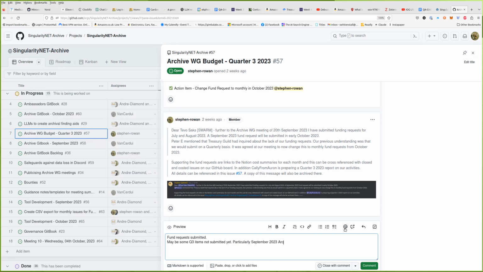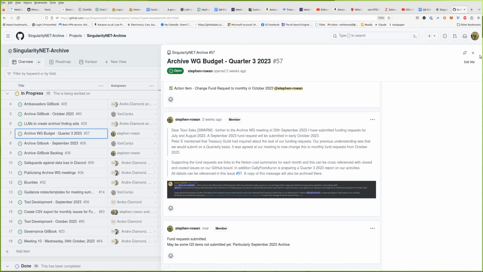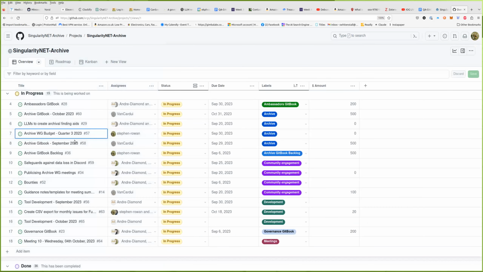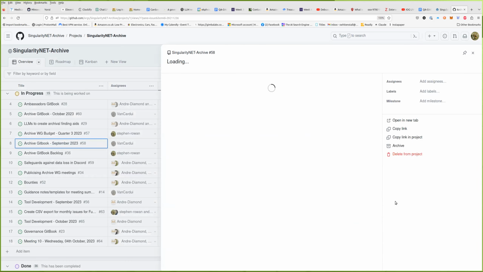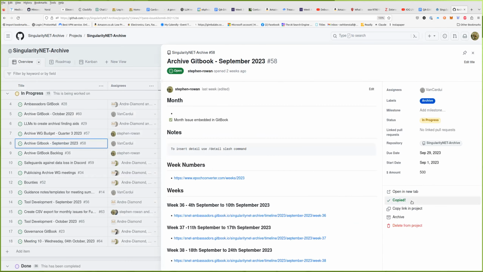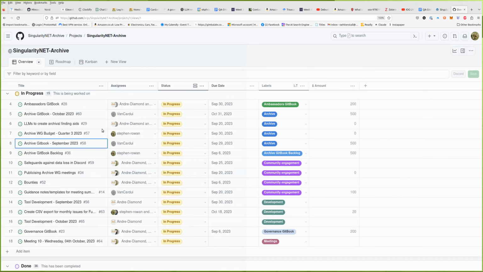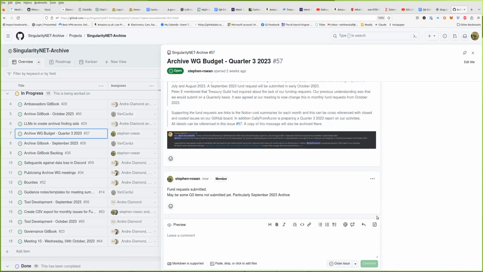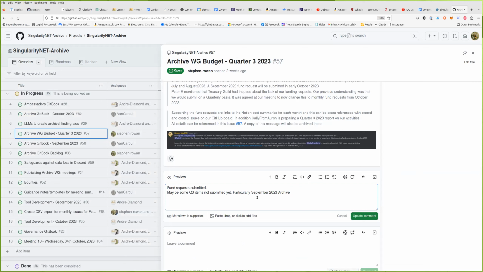I don't know if we want to agree that as a definite thing, that the archiving for any month will be submitted as closed in the following month. Because I'm getting summaries right up until after the end of September for September. But the other thing I was wondering is, because we did agree in the last meeting that we will now be submitting funding requests monthly, not quarterly, does that even matter? Because funding requests probably won't exist in the following quarter, will they?